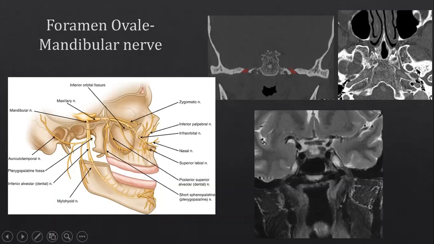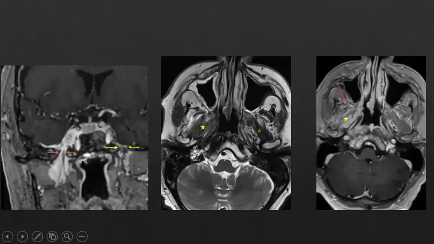Just posterolateral to it is foramen spinosum, and we'll come back to that a bit later on. So here we have some clinical examples of foramen ovale and the contained mandibular nerve. So this is what it would look like normally, but certainly enlarged. The Meckel's cave is certainly enlarged here. The foramen ovale is enlarged, and abnormal enhancement within that area, suggesting infiltration by the tumor.